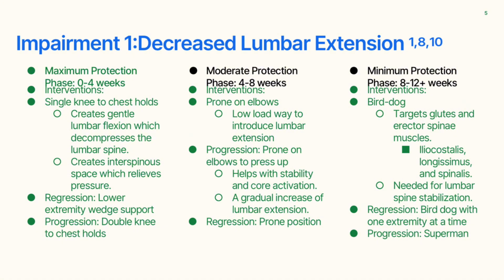So right arm, right leg, left leg. We can progress it. I have Superman on here as a progression. However, we can progress a bird dog by doing opposite arm, opposite leg, and just taking it in the middle and going back out. The reason I have Superman on here is because you have to go into shoulder extension and hip extension at the same time. So it involves more muscle recruitment, basically. It's a little harder.